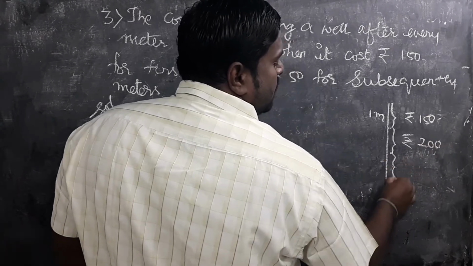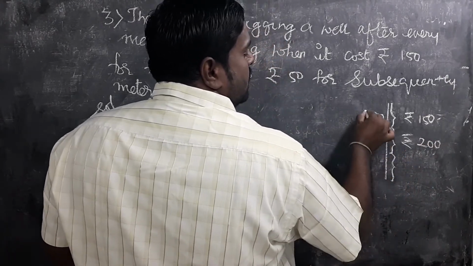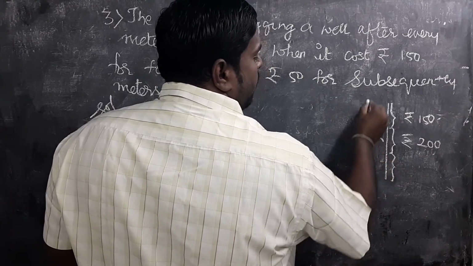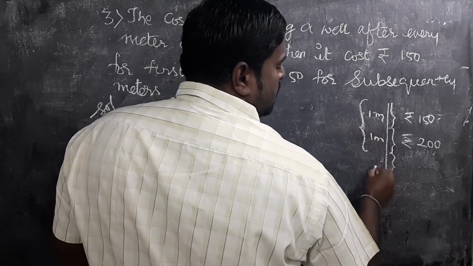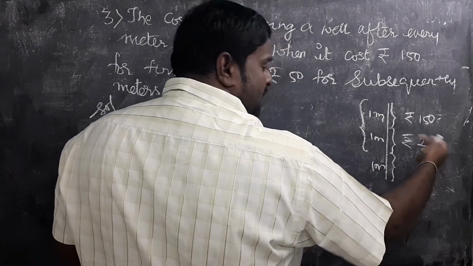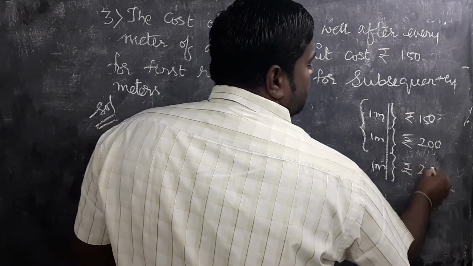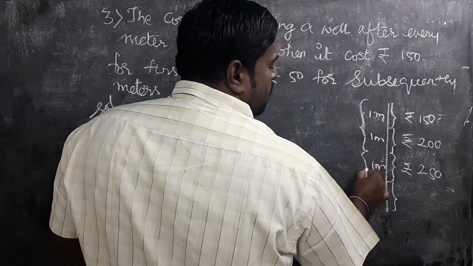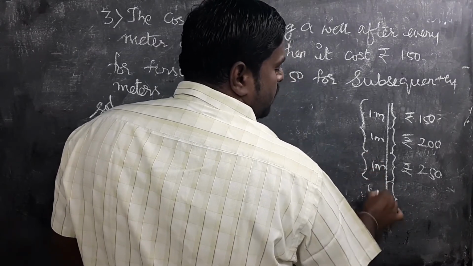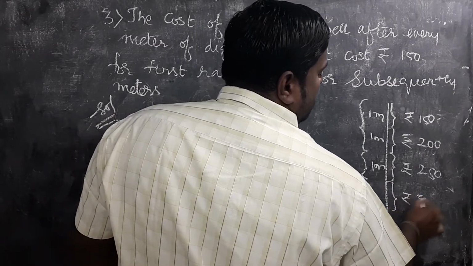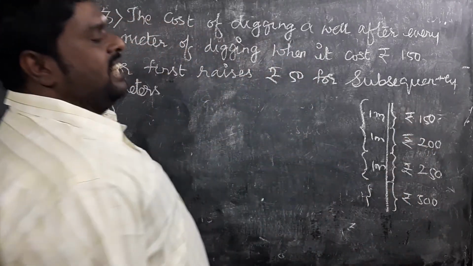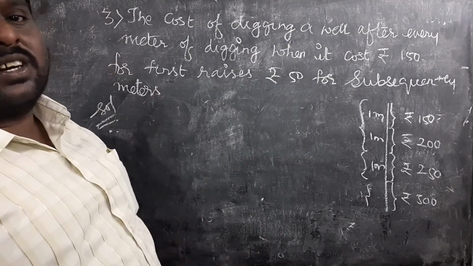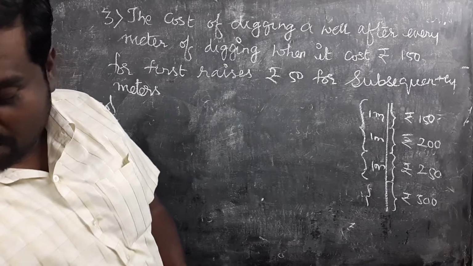Okay. Next, this is the second meter, now this is the third one. One more meter: this 200 rises by 50, 250. Next, for the fourth meter, it rises by 50, 300 rupees. So directly you can write, but this will not help you in exams. In competitive exams, no problem, definitely you are able to solve.